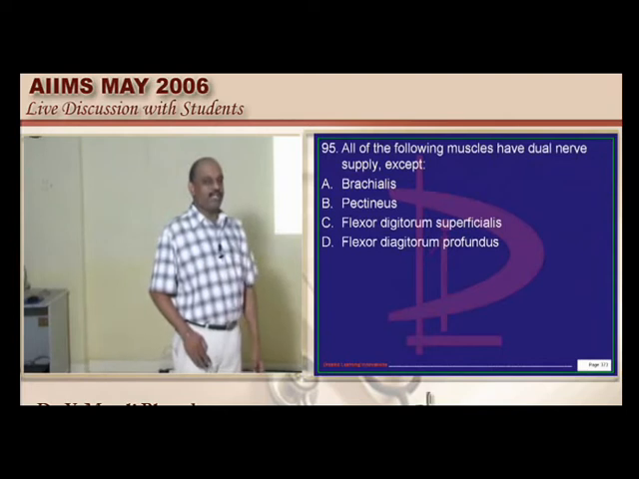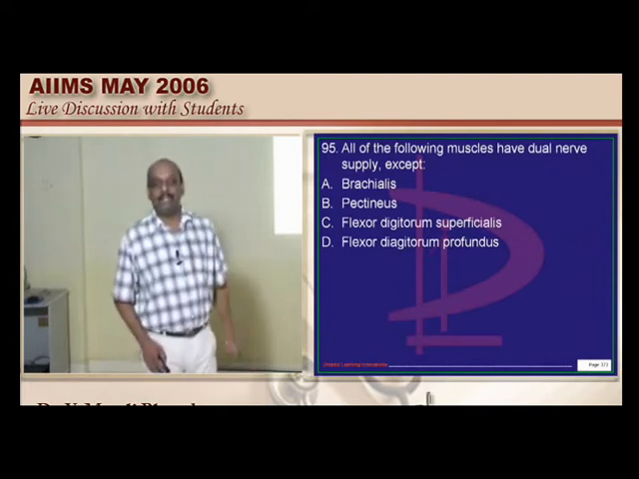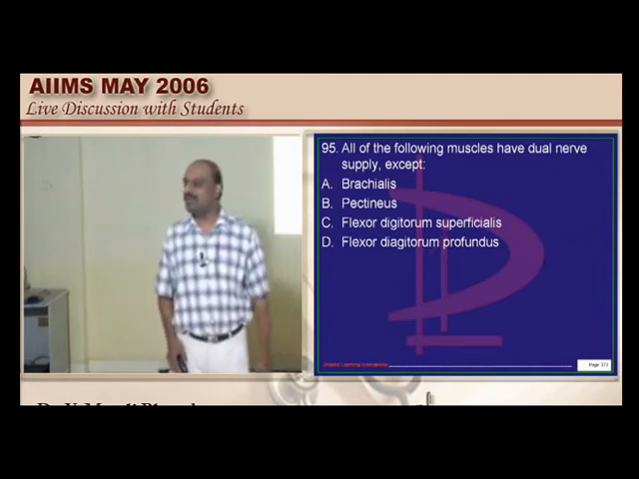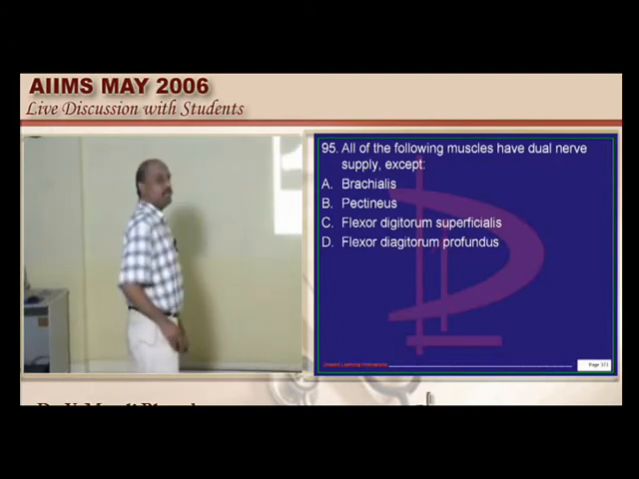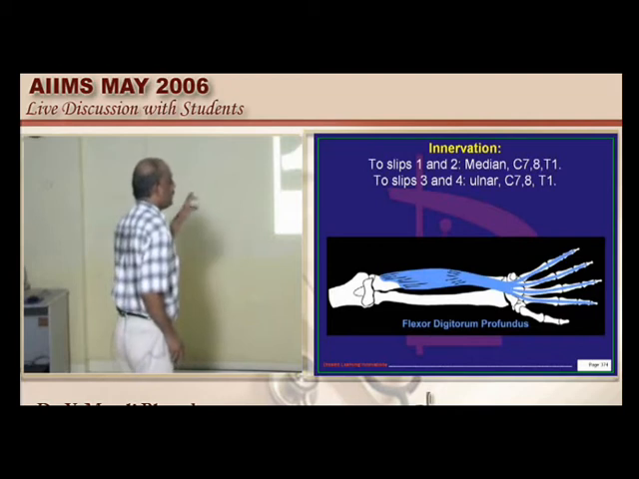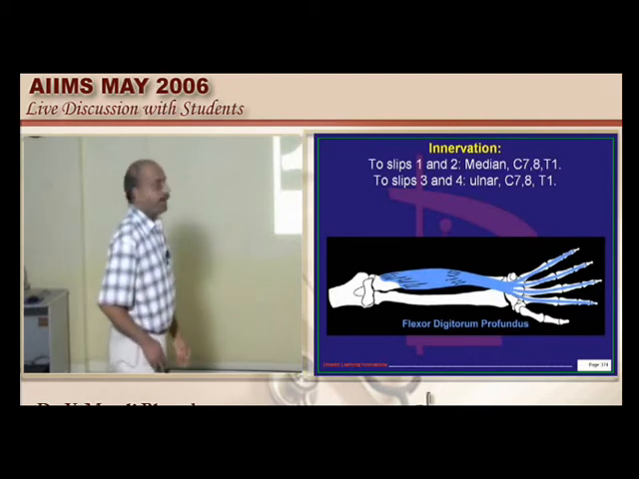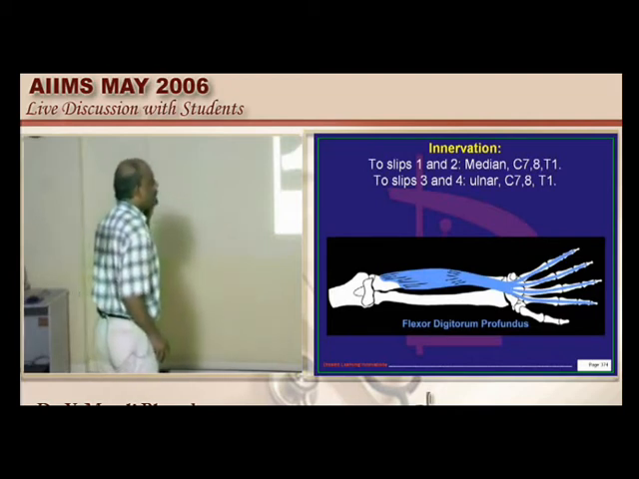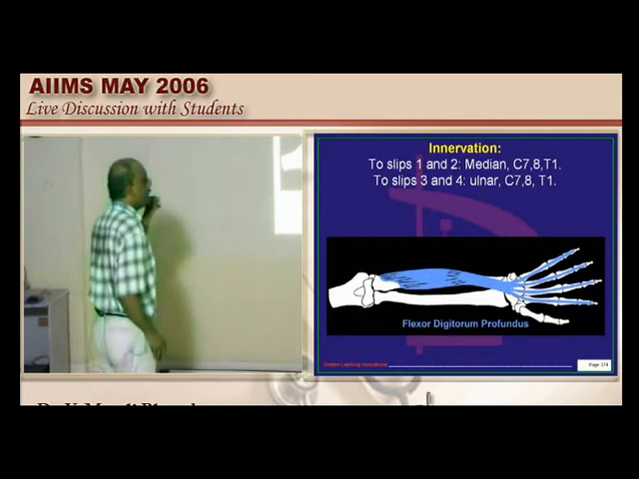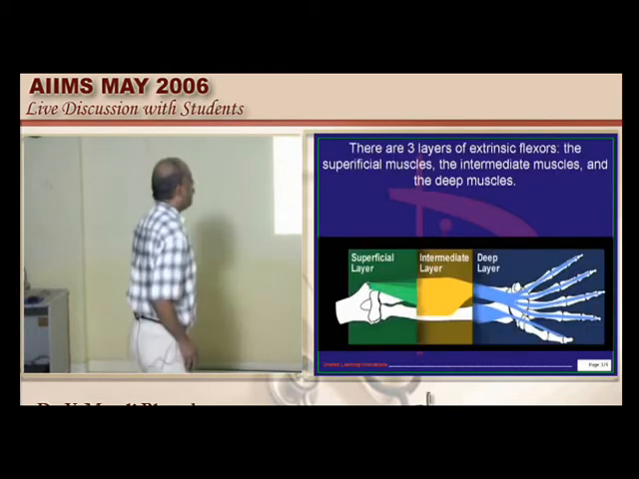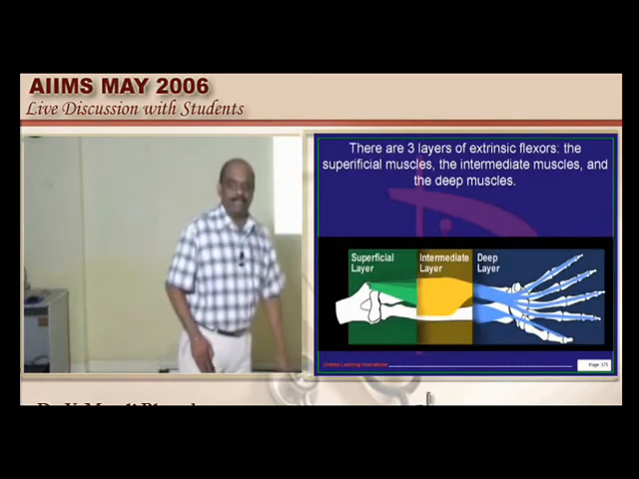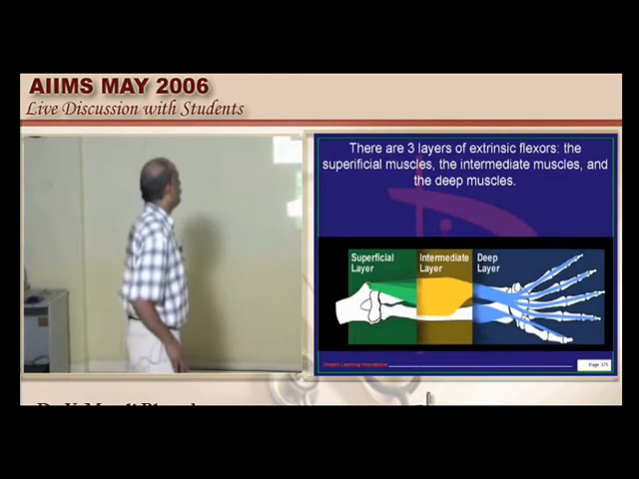Which muscle has got a dual nerve supply? Probably this is a gold medal question while passing you out of anatomy. So which muscle has got a dual nerve supply? Now let us look at each of them. Flexor digitorum profundus: slips number 1 and 2 are supplied by the median nerve, and slips number 3 and 4 are supplied by the ulnar nerve. That's the reason all of you agree that flexor digitorum profundus has got a dual nerve supply.